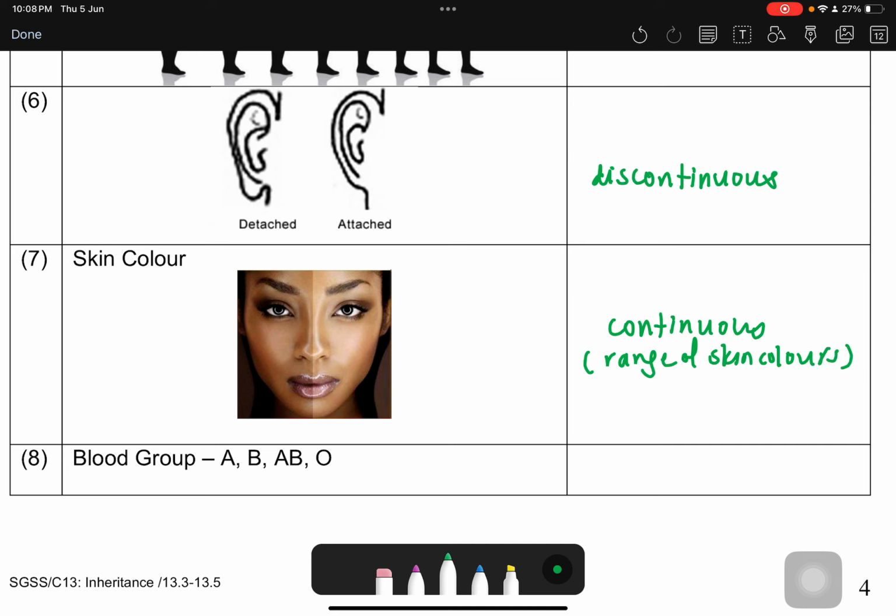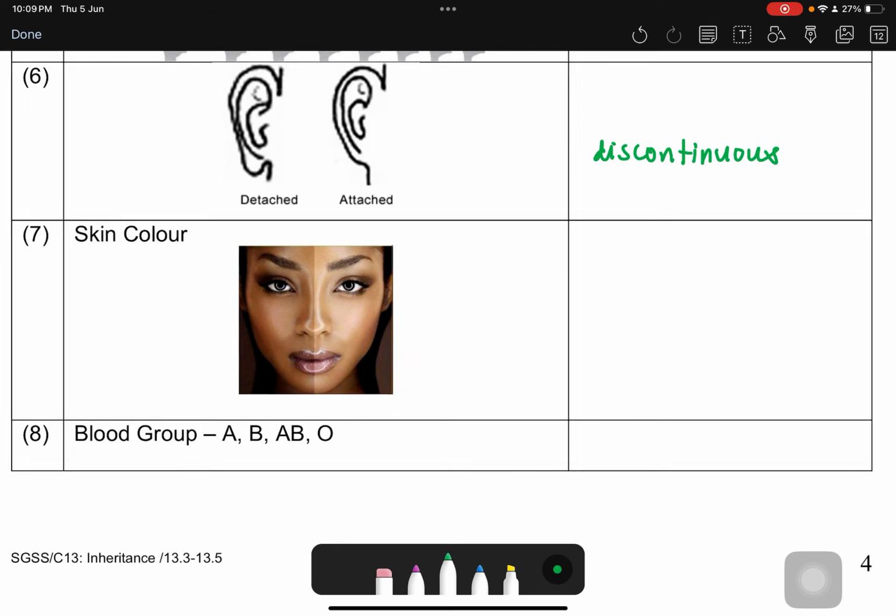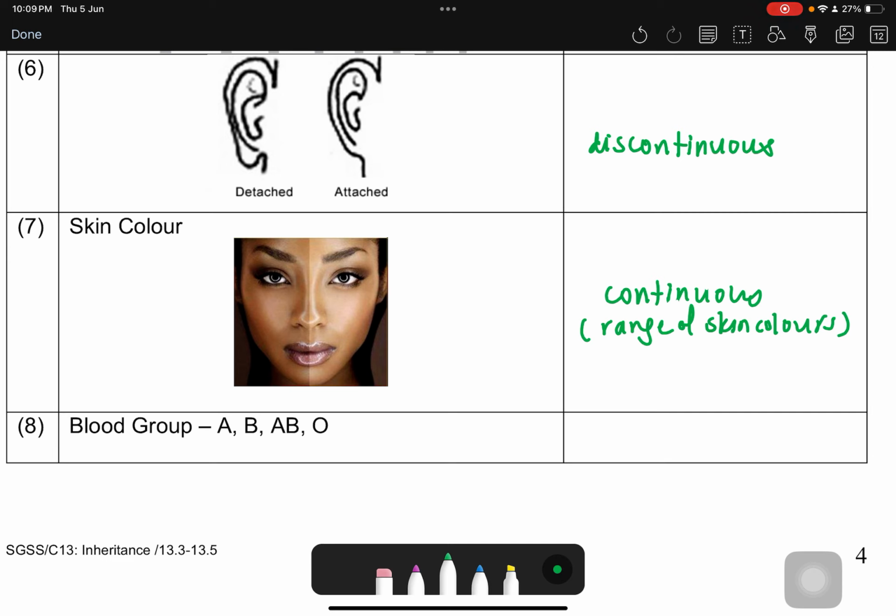I know you guys may not know much about makeup, but foundation that women often put on their face comes in so many different shades and colors as well. It's because it is to cater to the different shades of skin tone and color that individuals have. Lastly, blood group, which I've already gone through. This is an example of discontinuous variation.